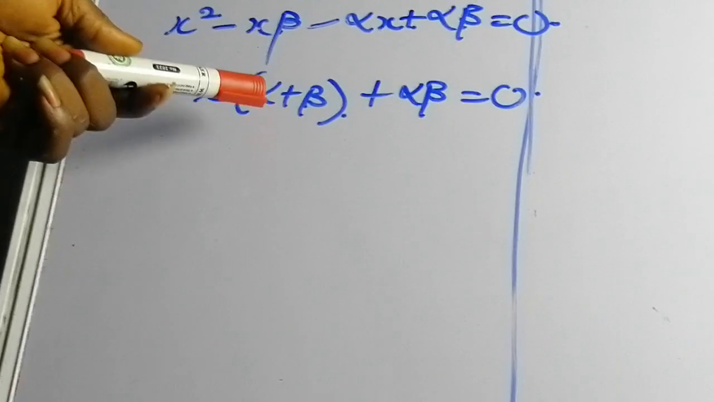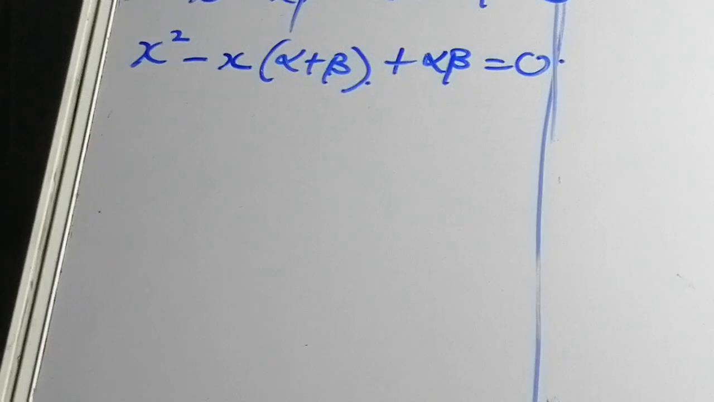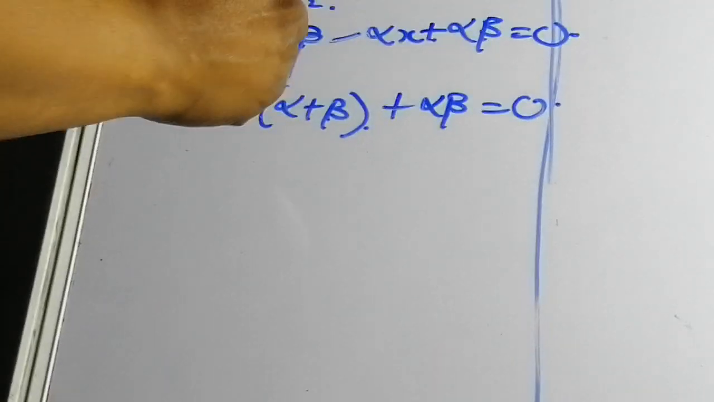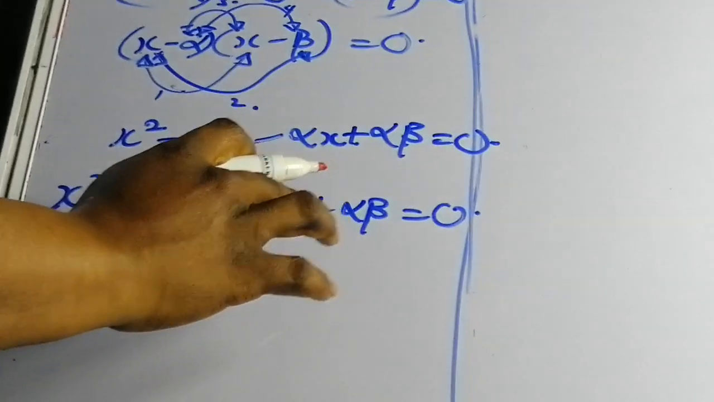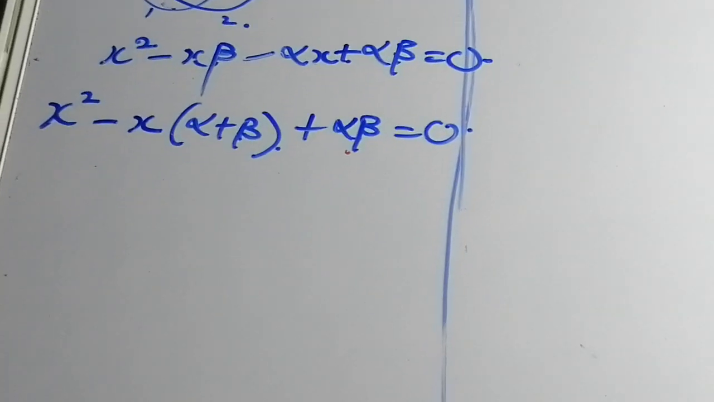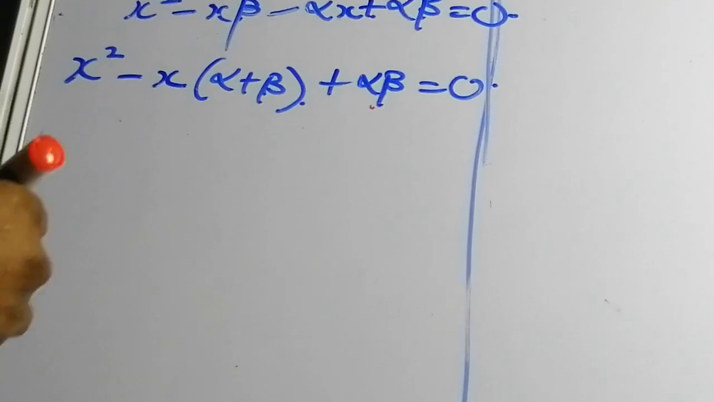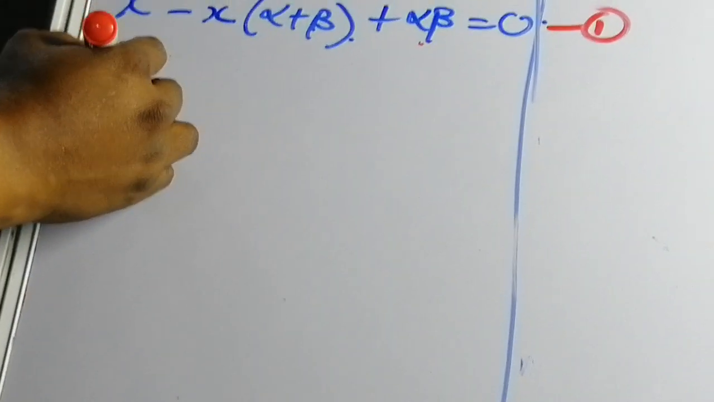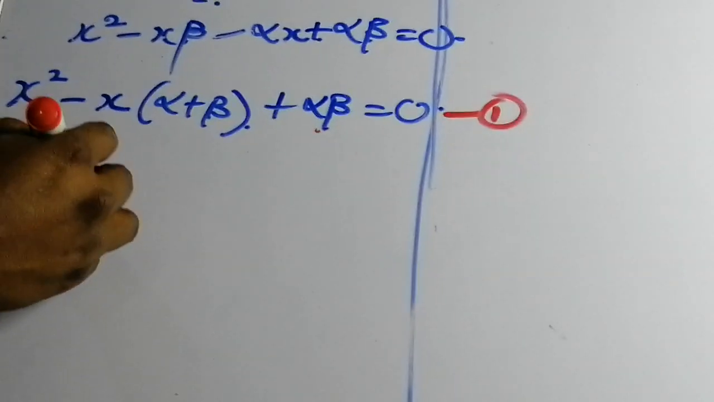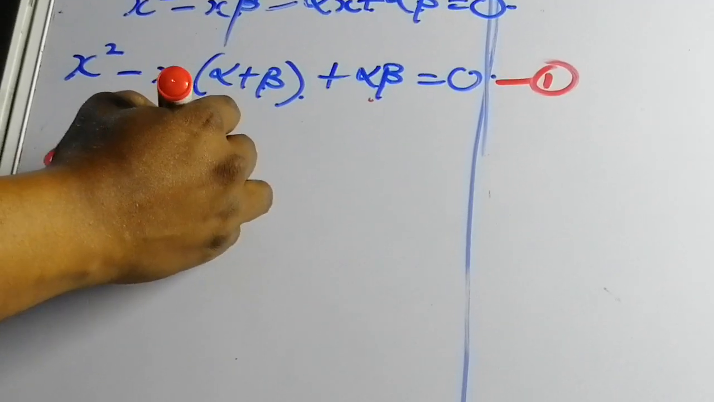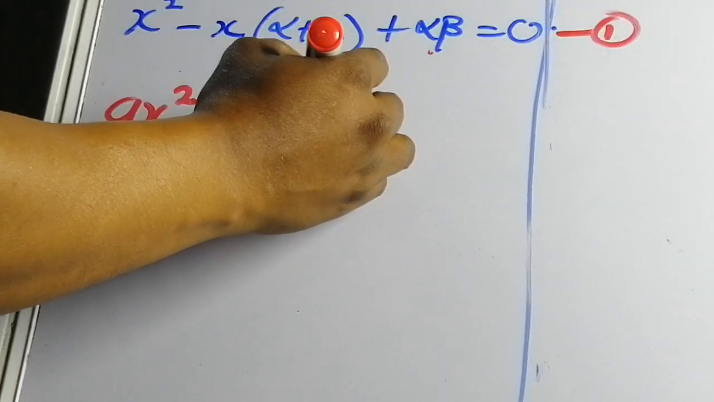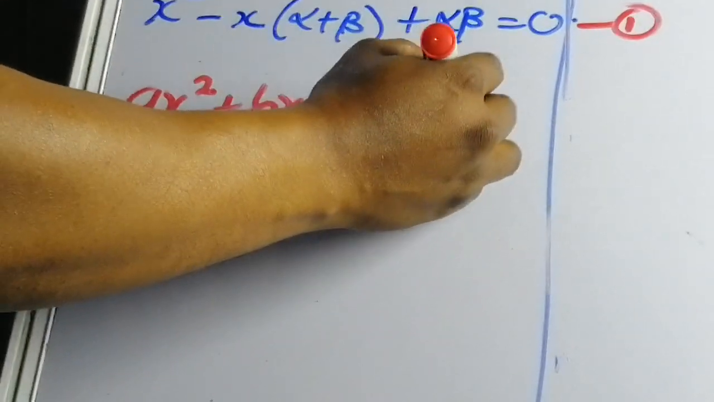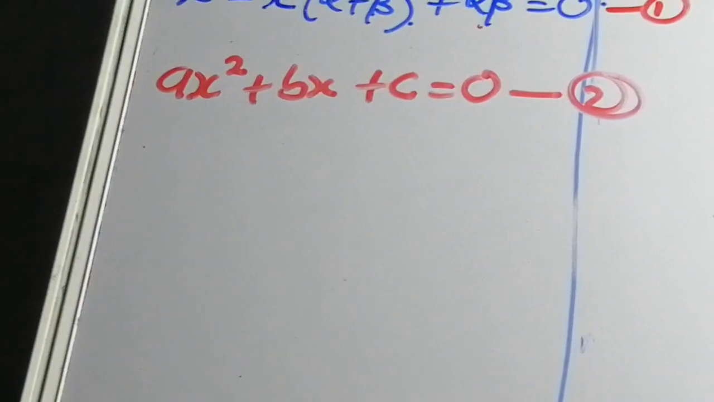So this is part of what we call sum of roots. Okay? Sum of roots, and this is what we call product of roots. Okay? So it means now if I have this one to be equation 1, and my general quadratic equation, which is ax squared plus bx plus c equals 0. Let's say equation 2. This is a general quadratic equation I will be using all this while.